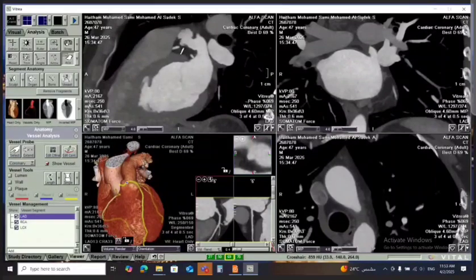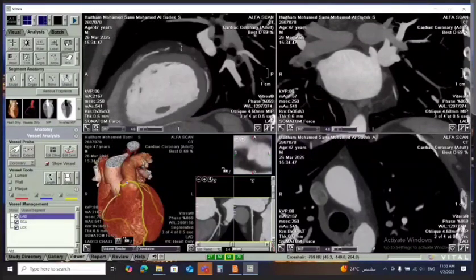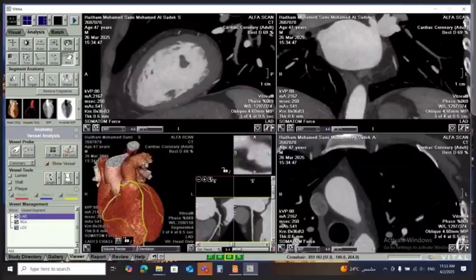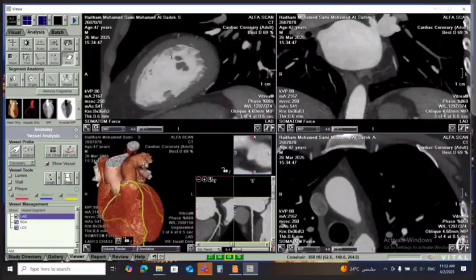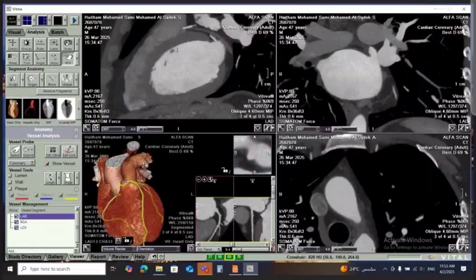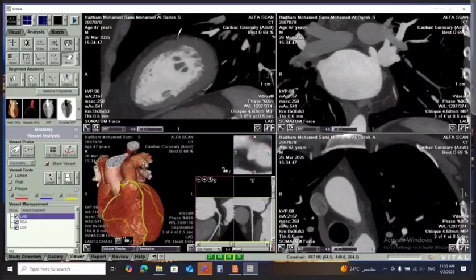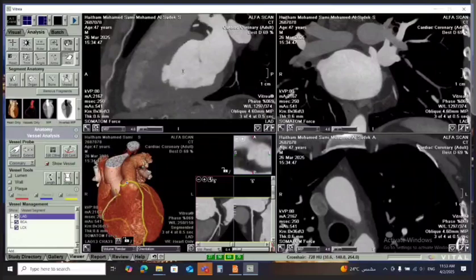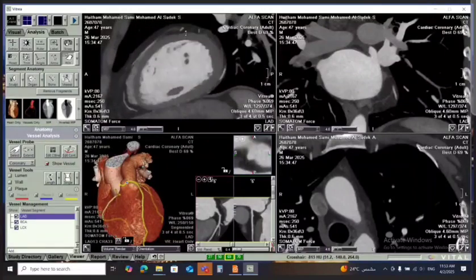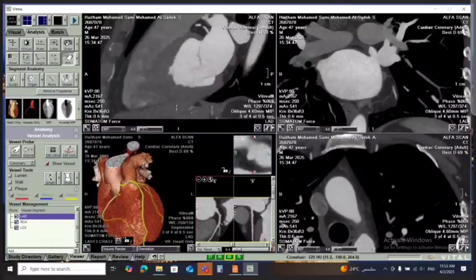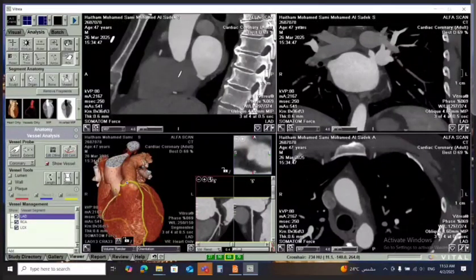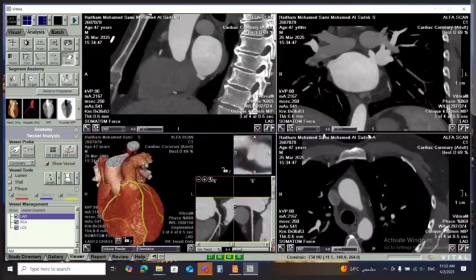This is the left anterior descending artery. You can see it. It extends down to the apex and supplies diagonal branches. This is a diagonal branch, and this is the circumflex artery, ends as a long OM artery branch. Okay, this is the CT anatomy of the coronary arteries.